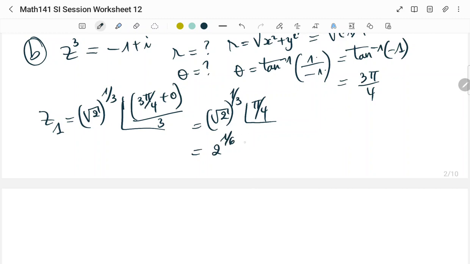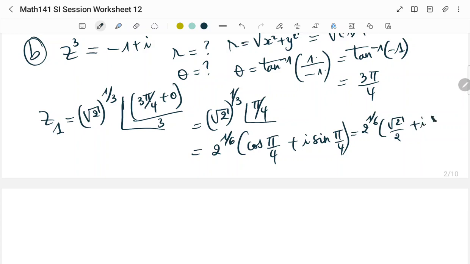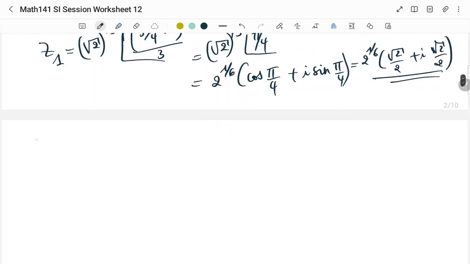And that is multiplied into cos of pi over 4 plus i sine of pi over 4, which is just equal to 2 to the 1 over 6, multiplied into root 2 over 2 plus i root 2 over 2. And that's our first root. What about the second one? Our second one is the same r value, root 2 to the 1 over 3, which is 2 to the 1 over 6.